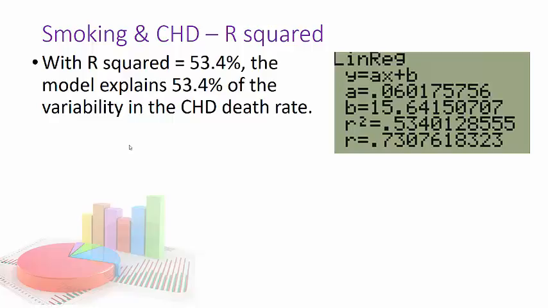So the last thing I want to do, so that's R squared. The main thing is it tells you how much of the variation is explained by the model. That's the easiest way to say it.